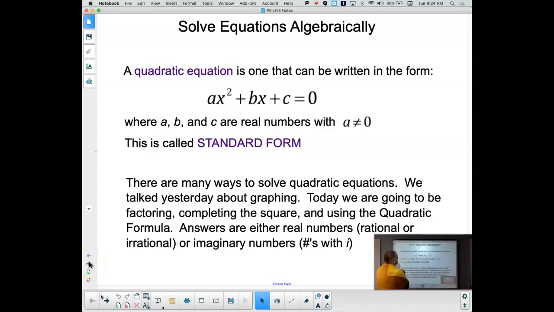So again, good morning. Today we are going to be solving equations algebraically. Specifically, we are going to be looking at solving quadratic equations algebraically. Okay? So just a quick refresher as to what a quadratic equation is. A quadratic is an equation that's in the form ax squared plus bx plus c.